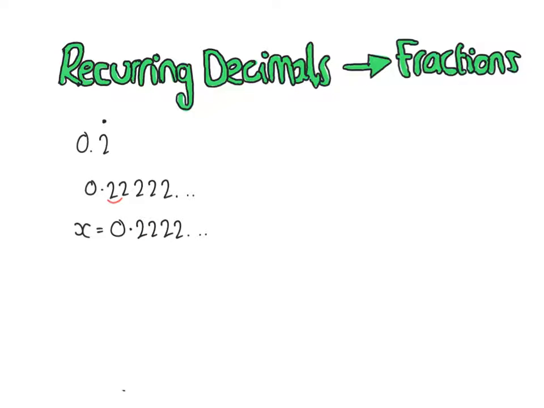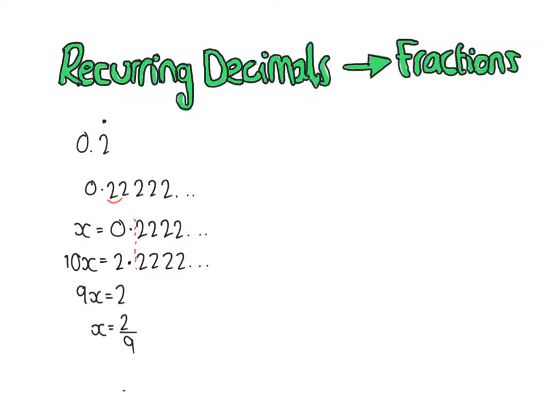What we're trying to achieve, if we do 10x, we get 2.2222... What we're trying to achieve is have matching terms, so after the decimal point matches up, so that we can subtract one from the other, and the after decimal point cancels out. So if we subtract one from the other, we have 9x equals 2, so x is 2/9.